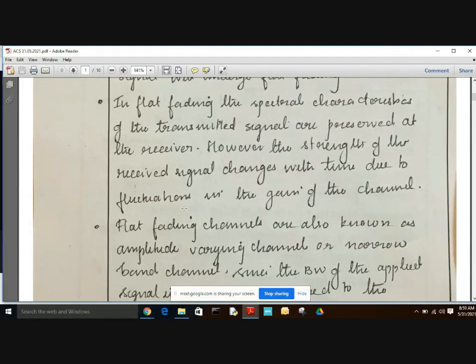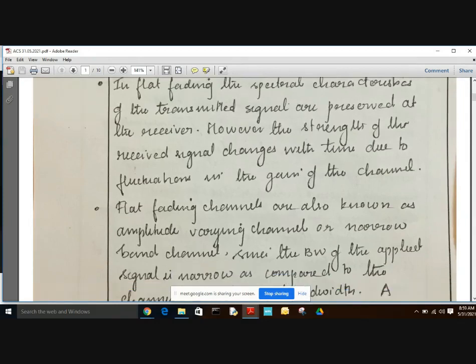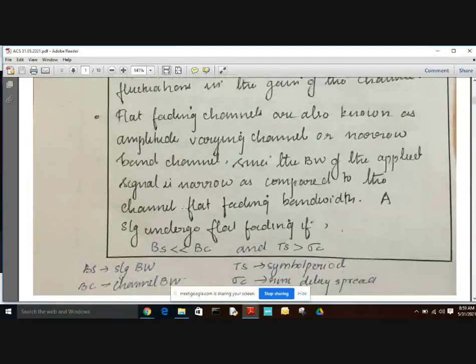However, the strength of the received signal changes with time due to the fluctuation in the gain of the channel. So in flat fading, the channels are also known as amplitude varying channels or narrow band channels, since the bandwidth of the signal which we are applying is narrow compared to the bandwidth of the channel, and so it is known as flat fading bandwidth.